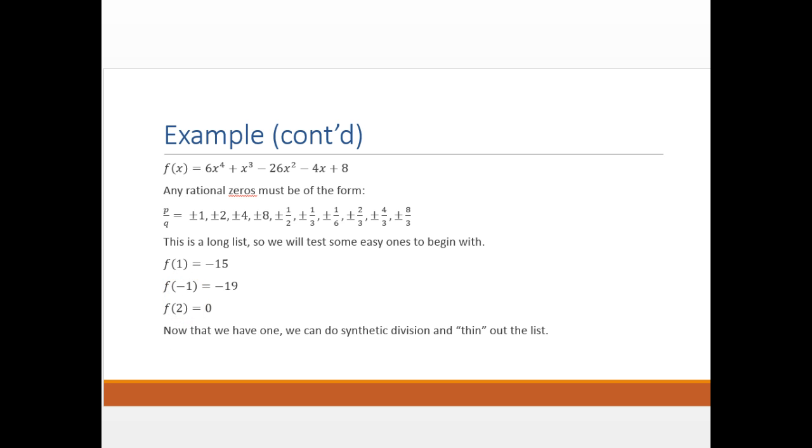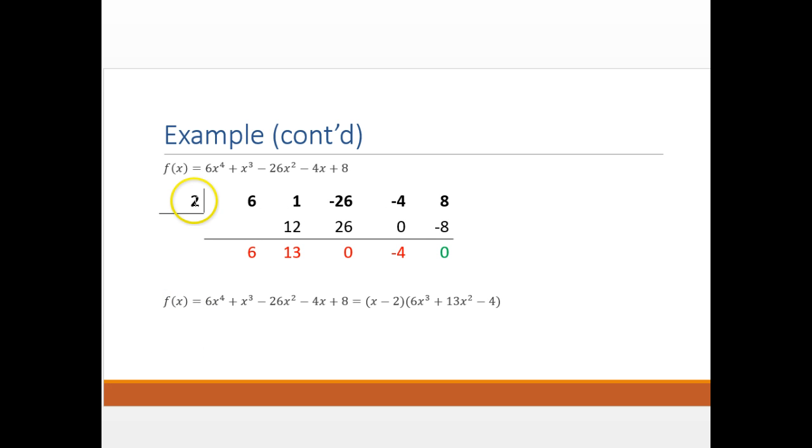Let's do our synthetic division. Our 2 goes out front. Our 6, 1, -26, -4, and 8 go across the top. We drop the 6 down and multiply. 6 times 2 is 12. Add to 1 to get 13. 13 times 2 is 26. Add to -26 to get 0. 0 times 2 is 0. Negative 4 plus 0 is negative 4. And finally multiply, we want to put 0 here. So the factor is x minus 2, and we're left with 6x cubed plus 13x squared plus 0x minus 4.